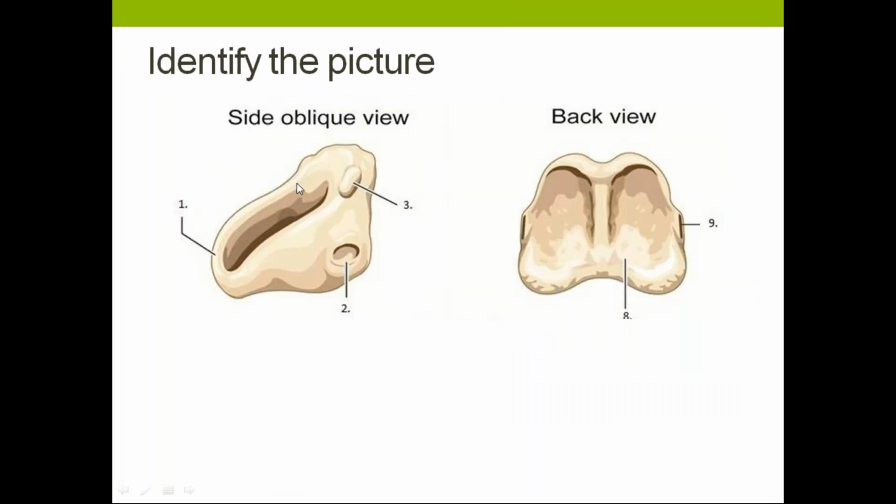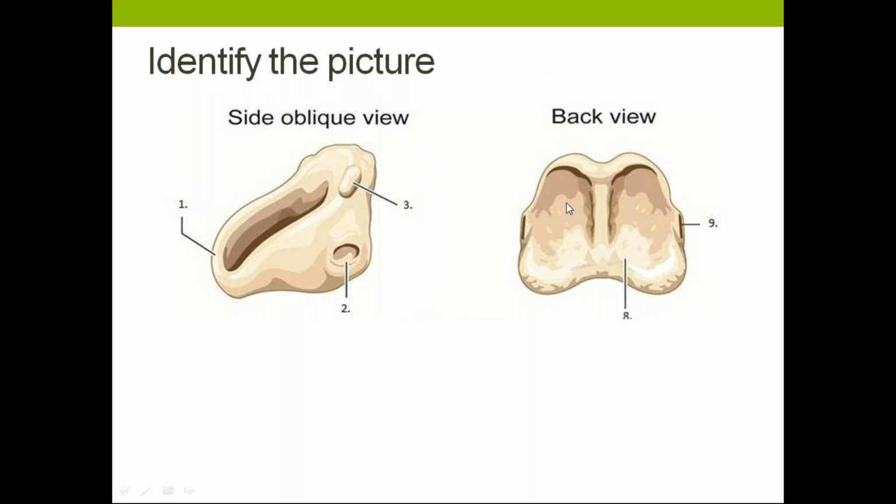Okay, next picture. Identify the picture; both pictures are the same. What is the picture? Cricoid cartilage. What is the first one? Arch of the cricoid. What is the second facet? For articulation with the thyroid cartilage. Good. What is the third one, what is this facet for? Articulation with the arytenoid cartilage. Okay, good.